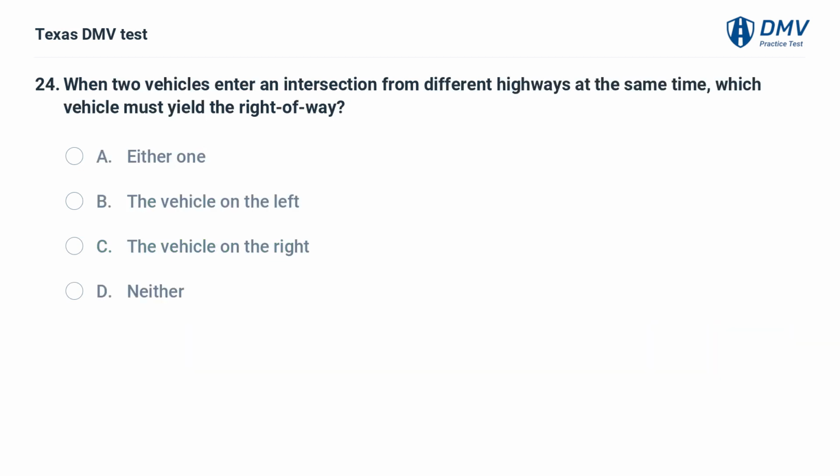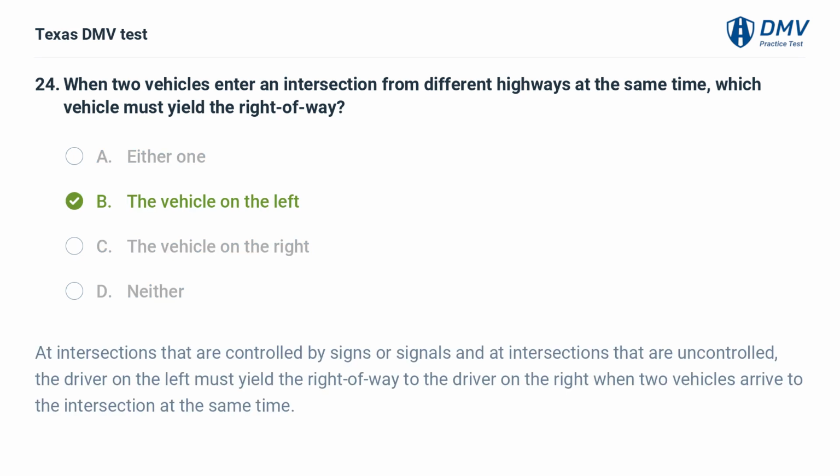When two vehicles enter an intersection from different highways at the same time, which vehicle must yield the right of way? A. Either one. B. The vehicle on the left. C. The vehicle on the right. D. Neither. B. The vehicle on the left.